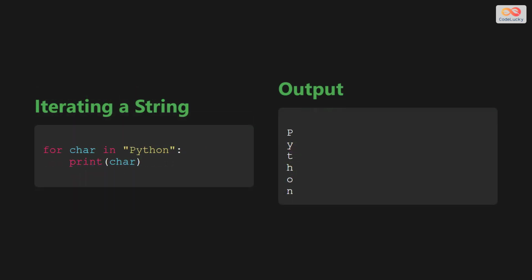Strings are also sequences, but they are sequences of characters. So, you can use a for loop to go through each character in a string. In this example, we're looping through the word Python. The loop assigns each character, one by one, to the variable char, which we then print to the screen.